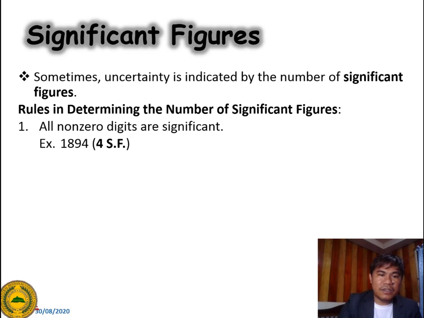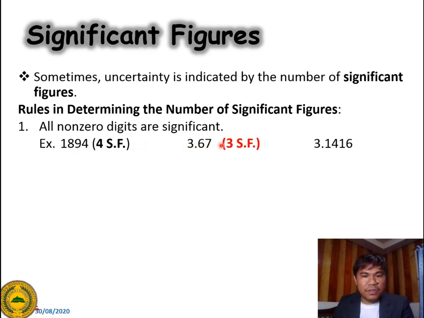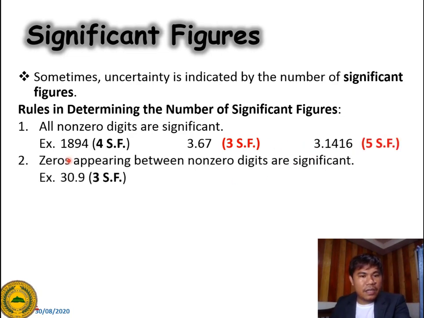First, all non-zero digits are significant. So in this case, we have 4 significant figures since we have 4 non-zero digits. 3.67, so we have 3 significant figures, and then you have 3.1416, so you have 5 significant figures.